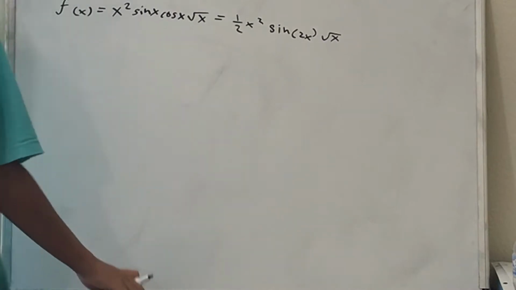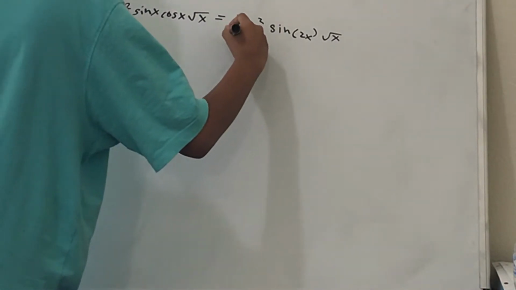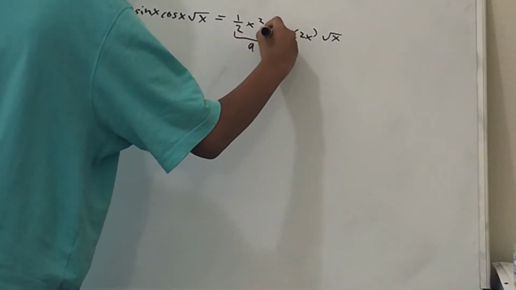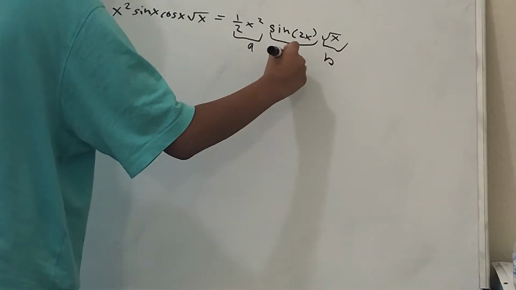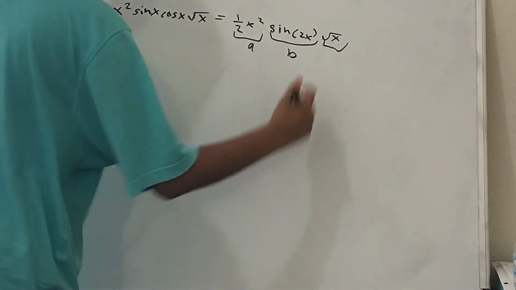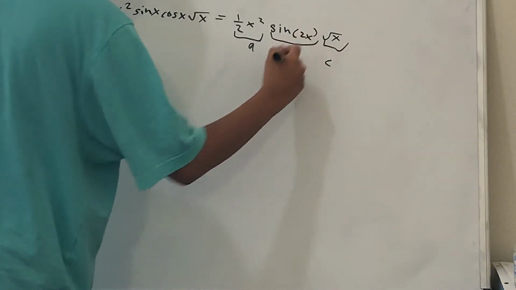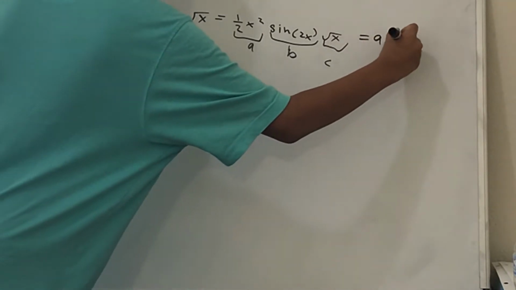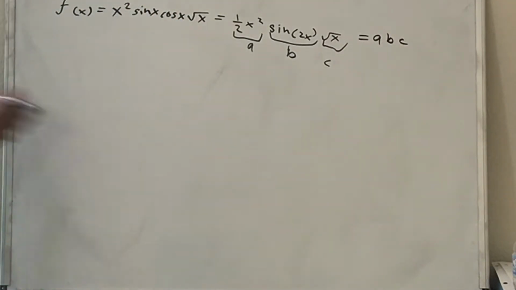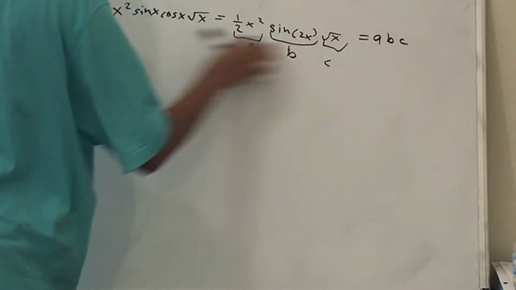First things first, we'll split it up into parts. We'll call this part A. We'll call this part B. And this last part C. Sorry, C. Now, here's what we got. We got f of x is equal to A, B, C. That's a little bit nicer than this.